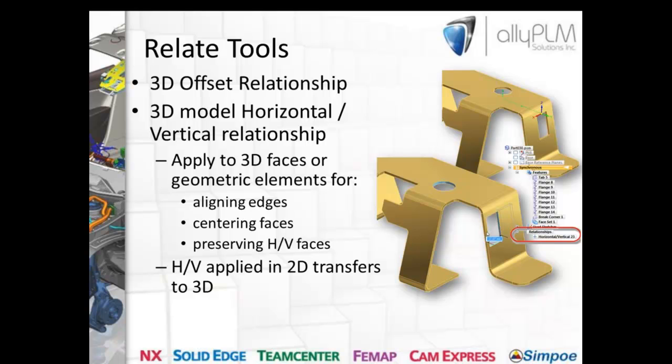I'll also talk about how to extrude from assembly faces, copy components, and some other assembly relationships. The relate tools, we have 3D offset relationship now. We also have 3D model horizontal and vertical relationship. With both of these, if you have them drawn in the 2D sketch, it'll transfer to the 3D model, which is cool, and I'll show you that in a minute.